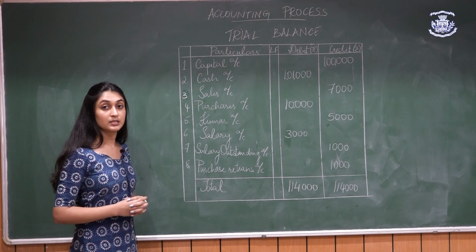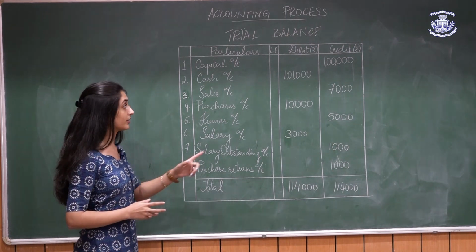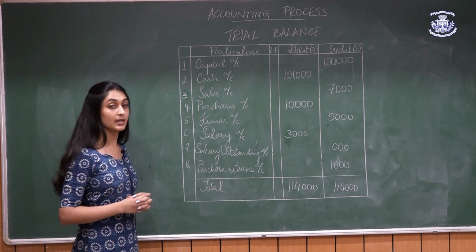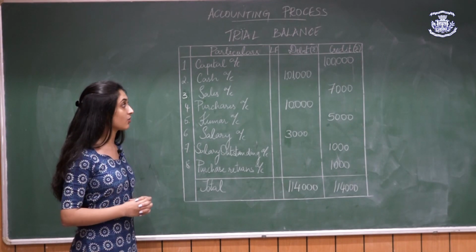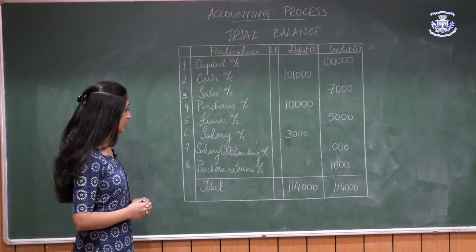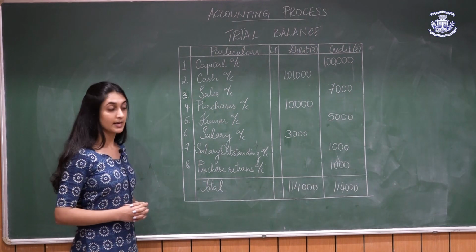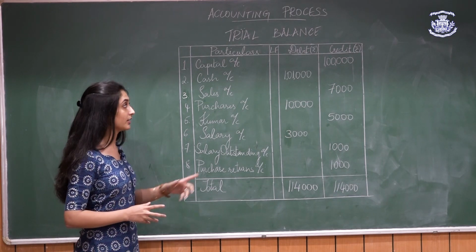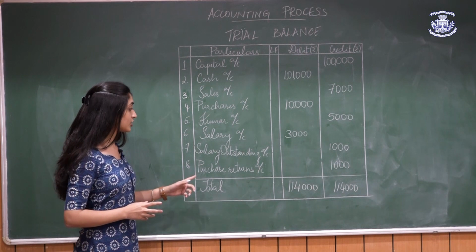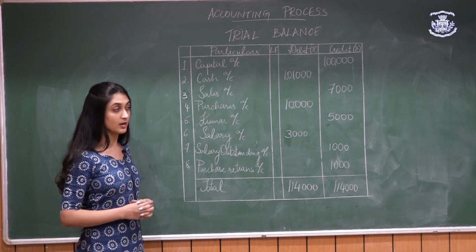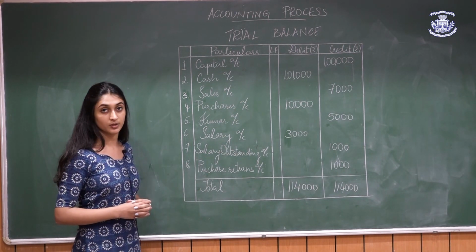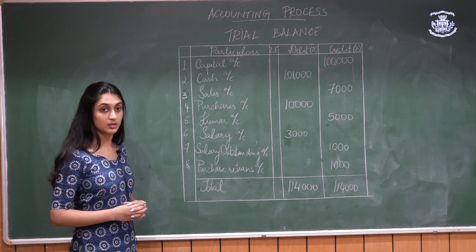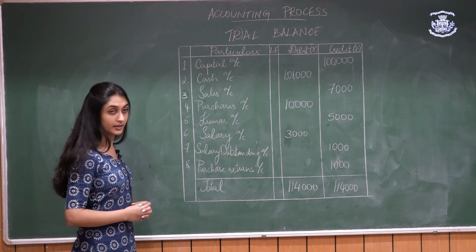Salary account is an expense account. Therefore, we record it in the debit column. The salary outstanding account is a liability account. Hence, we record it in the credit column. The purchase returns account is a reduction in the expenses. Therefore, we record it in the credit column. So, purchase returns account is equal to 1000, which is recorded in the credit column. Hence, we get the total of 1,14,000 in the debit as well as the credit columns.